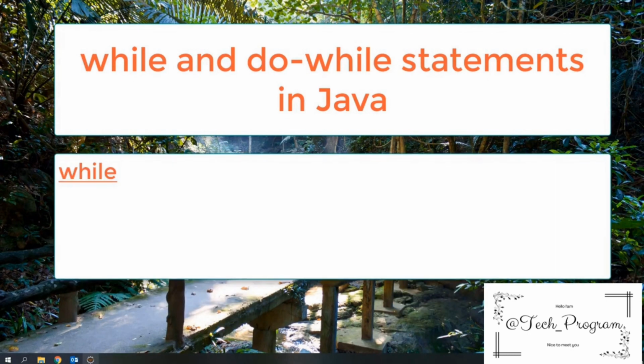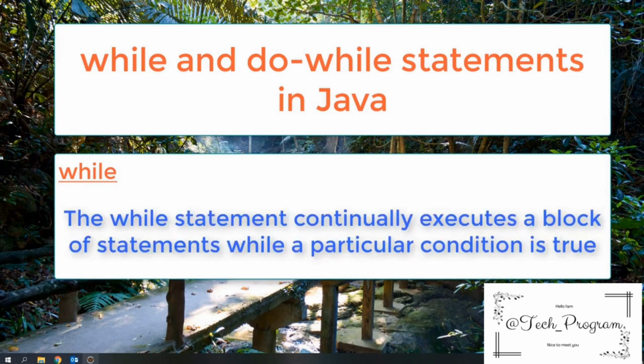First of all, what is a while statement? The while statement continuously executes a block of statements while a particular condition is true. So we are executing these statements until the condition returns false. When the condition returns true, we execute the statements. When the condition returns false, we break out of it, and we will not execute the statements anymore.